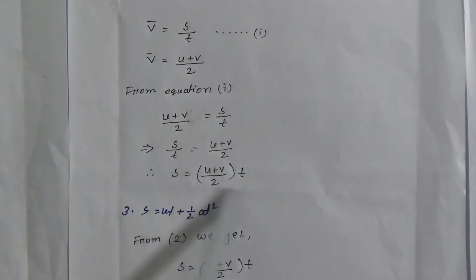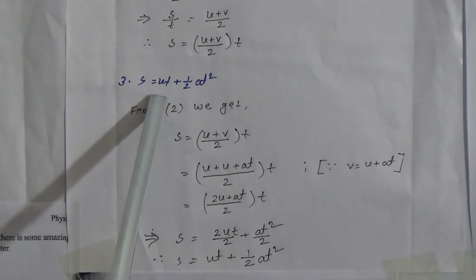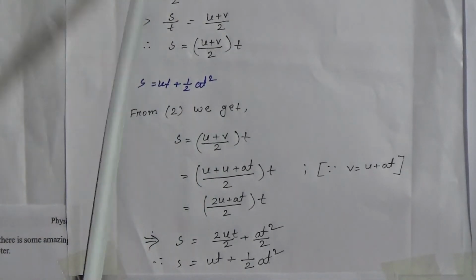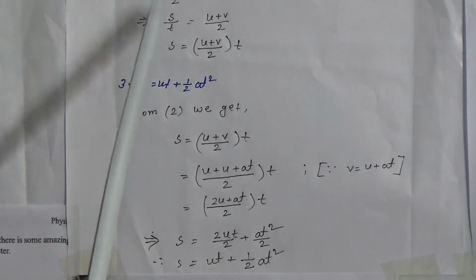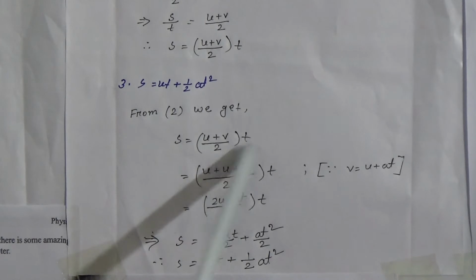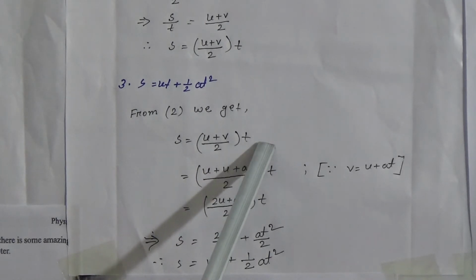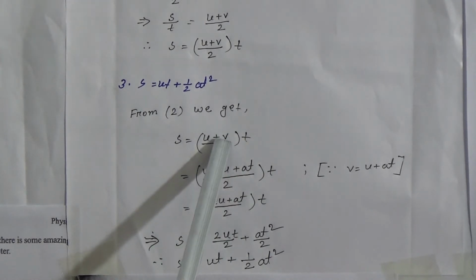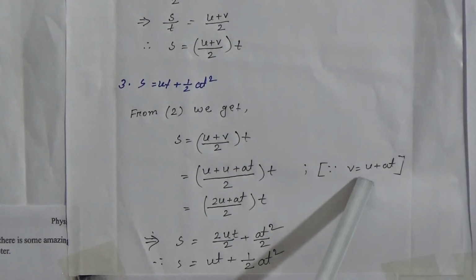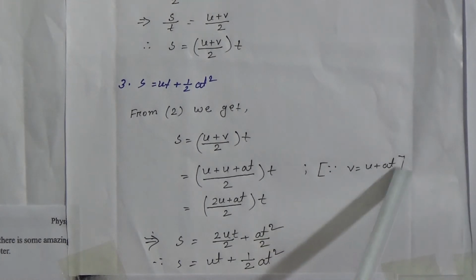Now go to the third one. Our third equation of motion is s equals ut plus half at squared. With the help of the second equation, we get s equals (u plus v) by 2 multiplied by t. Then we put the value of v, which we get from equation of motion number 1, v equals u plus at.